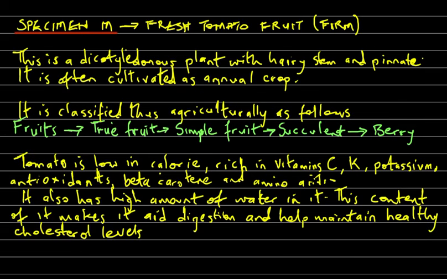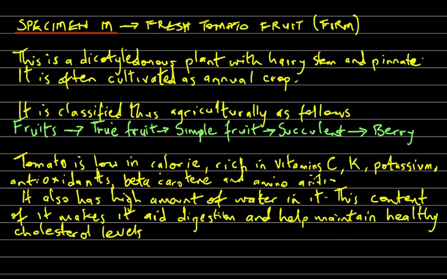Now, it is classified agriculturally as follows. One, we have the fruits, true fruits. We have simple fruits, succulents, and berry. So those are the classification of this particular crop. It is classified as fruits, true fruits, simple fruits, succulent, and then berry. That is the classification of this tomato fruit.